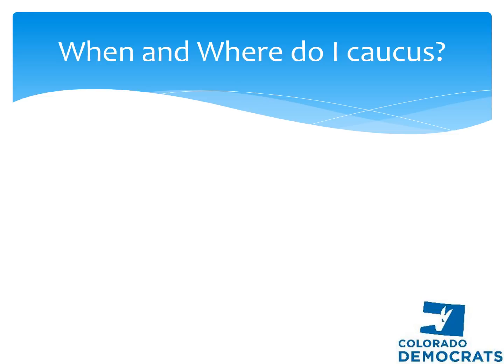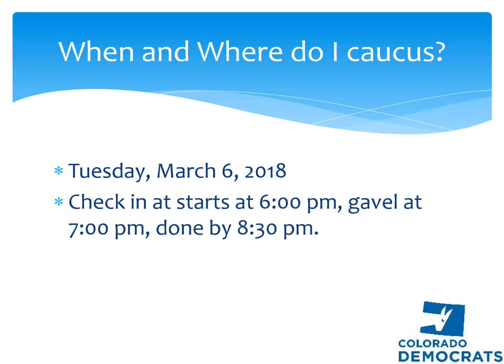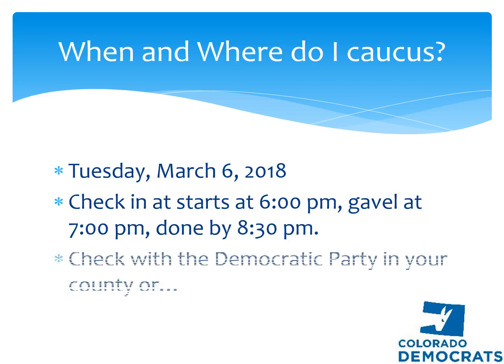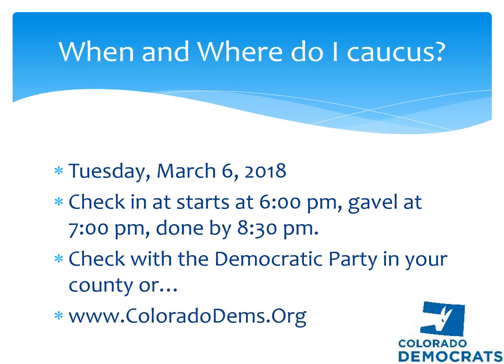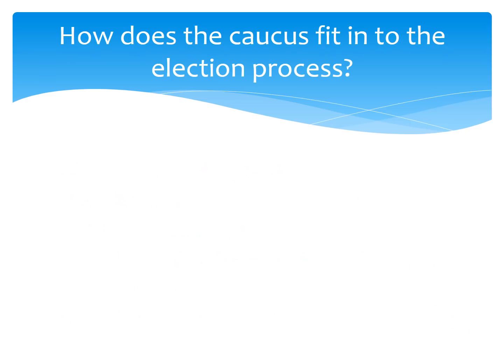When and where do I caucus? Caucus occurs on Tuesday, March 6th of this year. Check-in will start around 6 p.m. and the gavel will fall at 7 p.m. We hope to be done with our business by 8:30 p.m. For the location of your caucus, check with the Democratic Party in your county or go to our website coloradodems.org and follow the links to caucus.